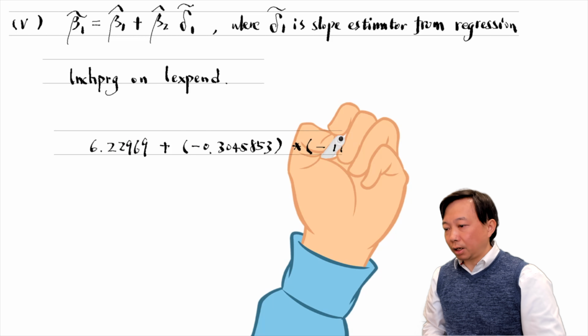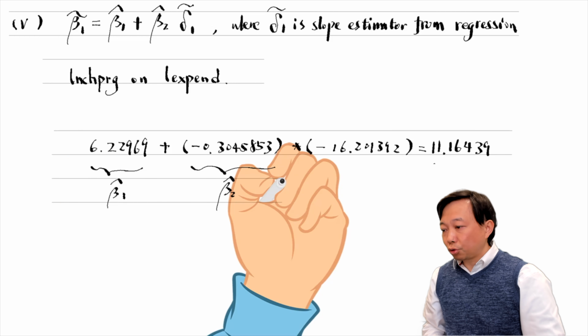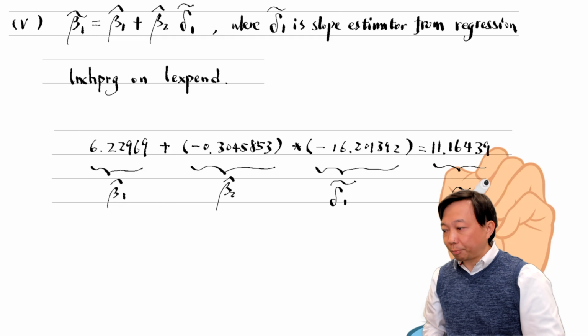We can go further to verify this relationship. We regress lunch on log expenditure and obtain the slope estimate of -16.2. Then we can show that the omitted variable bias equation holds.